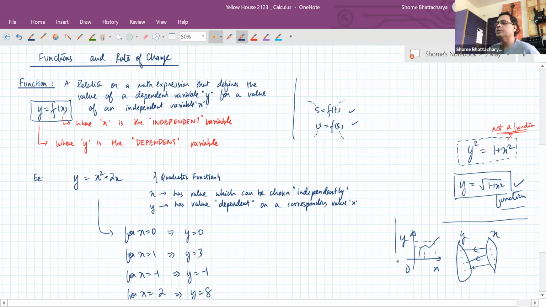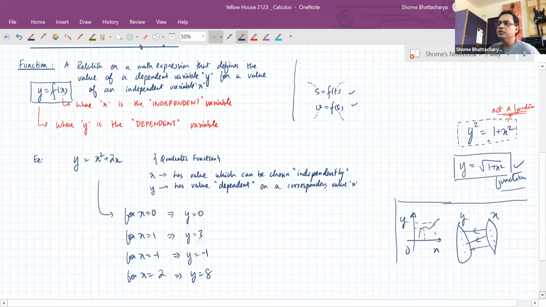So many different ways of expressing the function. Mathematical expression is just one way of expressing it. But does any relation qualify as a function? No. We will see why not.